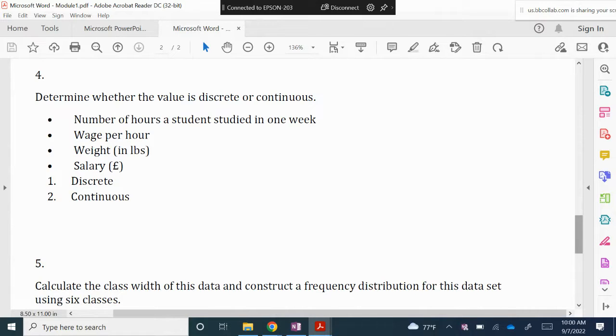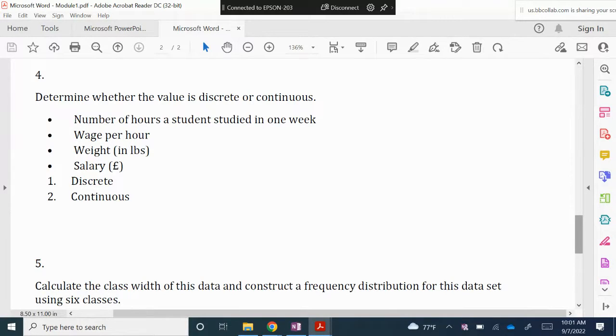The weight in pounds, continuous, right? Your salary, discrete, right? It's a countable set. You're not going to have more. You're not going to have less. Am I missing something? Oh, the number of hours the student studied in a week. Continuous. All right. Time is continuous.